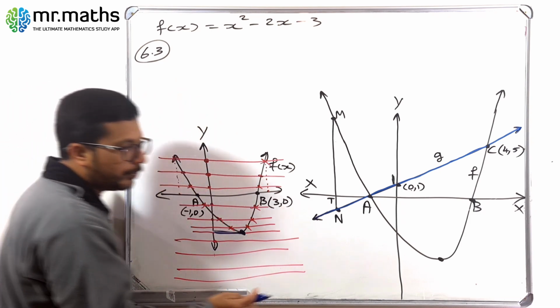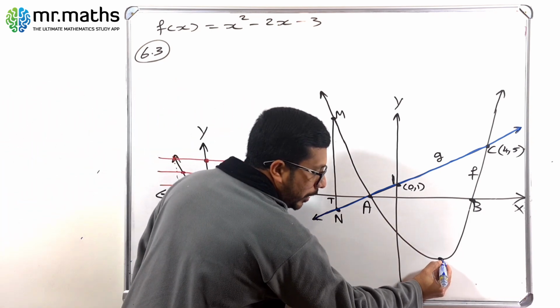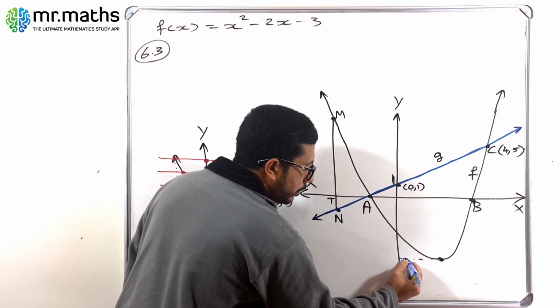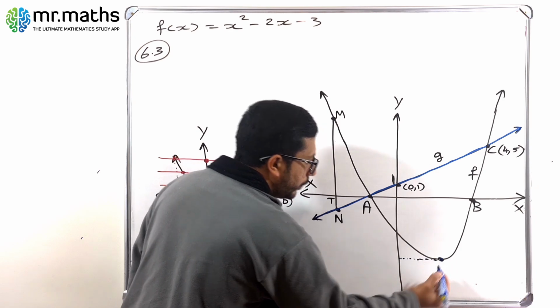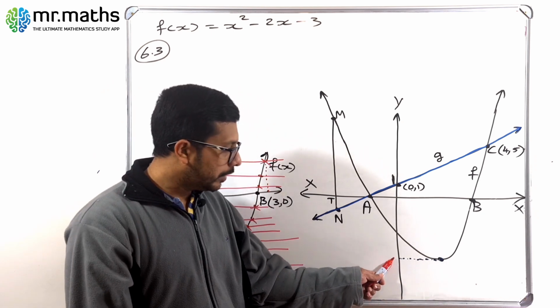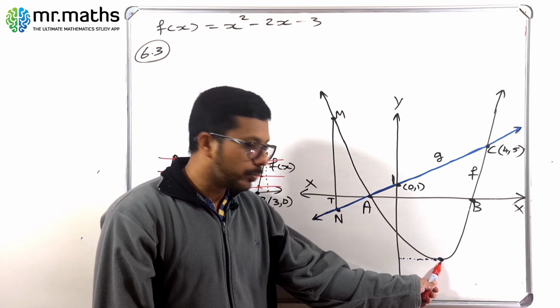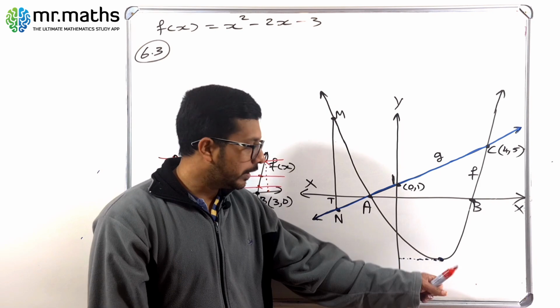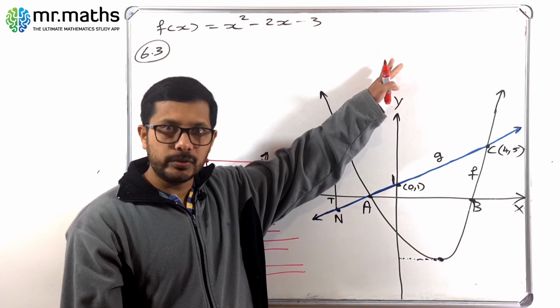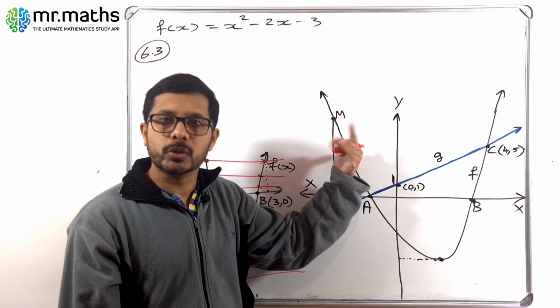So this is the minimum y value, the turning point. If we can find the y value of this point, then we can say that above that y value are the possible y values, or the range. Range means possible y values.